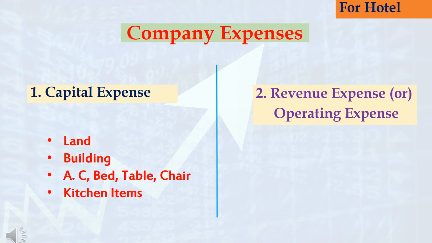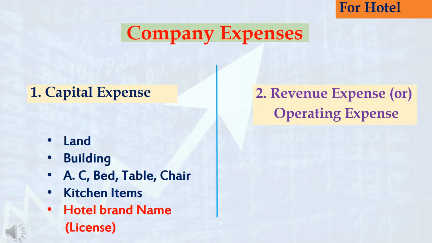For example, let me assume that I am running a hotel. For that hotel, if I purchase land, building, AC, bed, table, chair, kitchen items, these things will come under capital expense because these items will support my business for a long period of time. In addition to this, if I purchase a brand name to use for my hotel for a period of 10 years, then this license also will come under capital expense only.